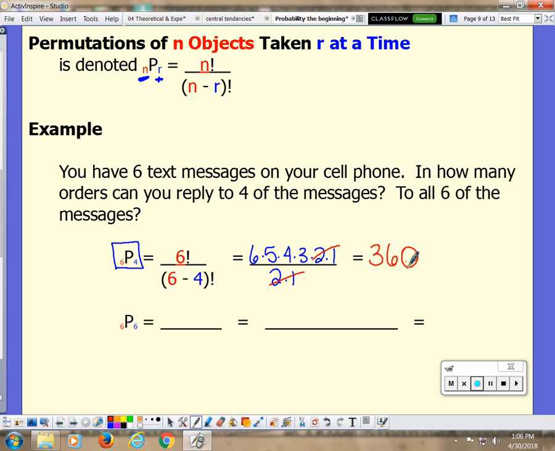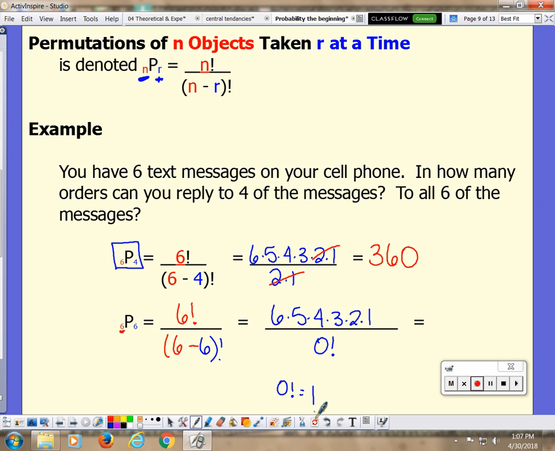Now 6P6 means I'm going to have 6 factorial, because that's the number out here in front first, and then I'm going to take 6 minus 6 factorial. So what's that going to look like for me? Well, that's going to look like 6 times 5 times 4 times 3 times 2 times 1 yet again. But 6 minus 6 is 0 factorial. By the way, 0 factorial equals 1, the number 1. So it's not like I'm dividing by 0.